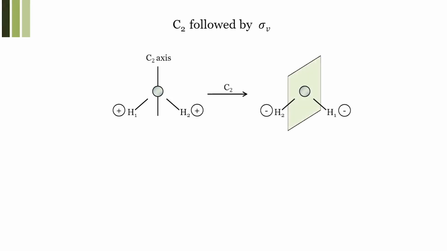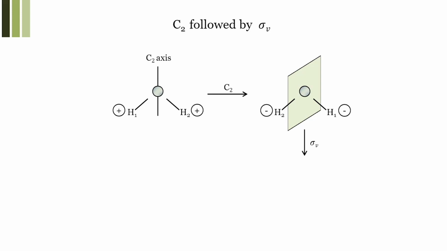Similarly, if I proceed with C2 followed by sigma v, what I would do is rotate first so that atoms from the front side go to the back side and they are exchanged. One is exchanged by two. Oxygen remains of course in its own place, followed by a vertical plane sigma v.